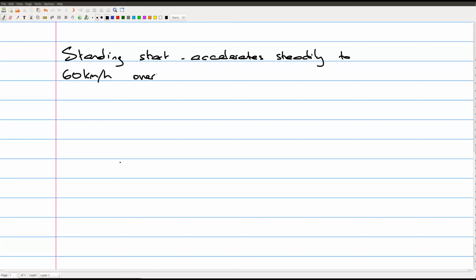Okay, so our problem is that a car starts from a standing start, accelerates steadily to 60 kilometers per hour over a 2-minute period. And the question is, how far does it travel in the first minute? And we had 4 options.